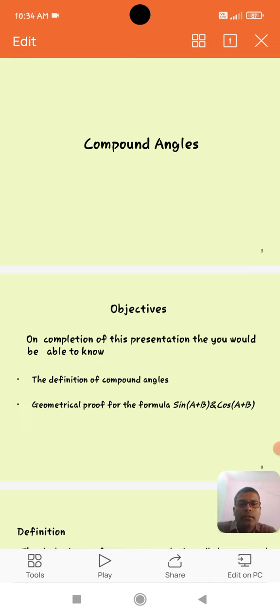Today we discuss the trigonometry part. Already we know about the trigonometry introduction part in the 10th class level. Already we introduced the trigonometry part in the 10th class level like that.